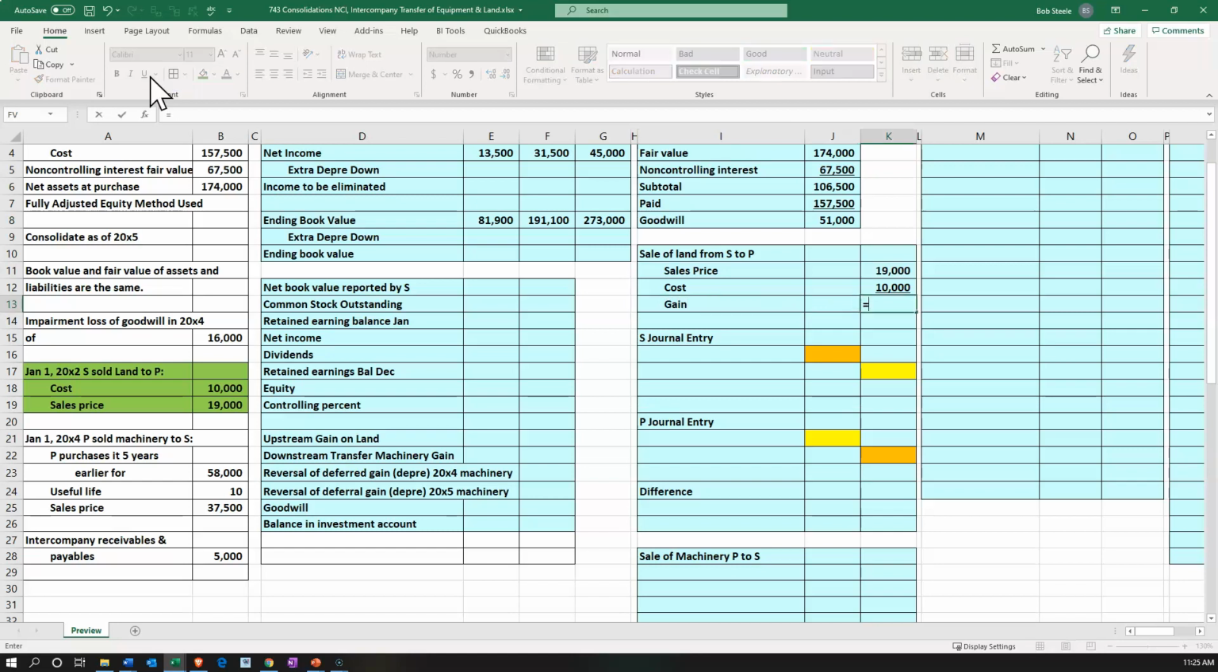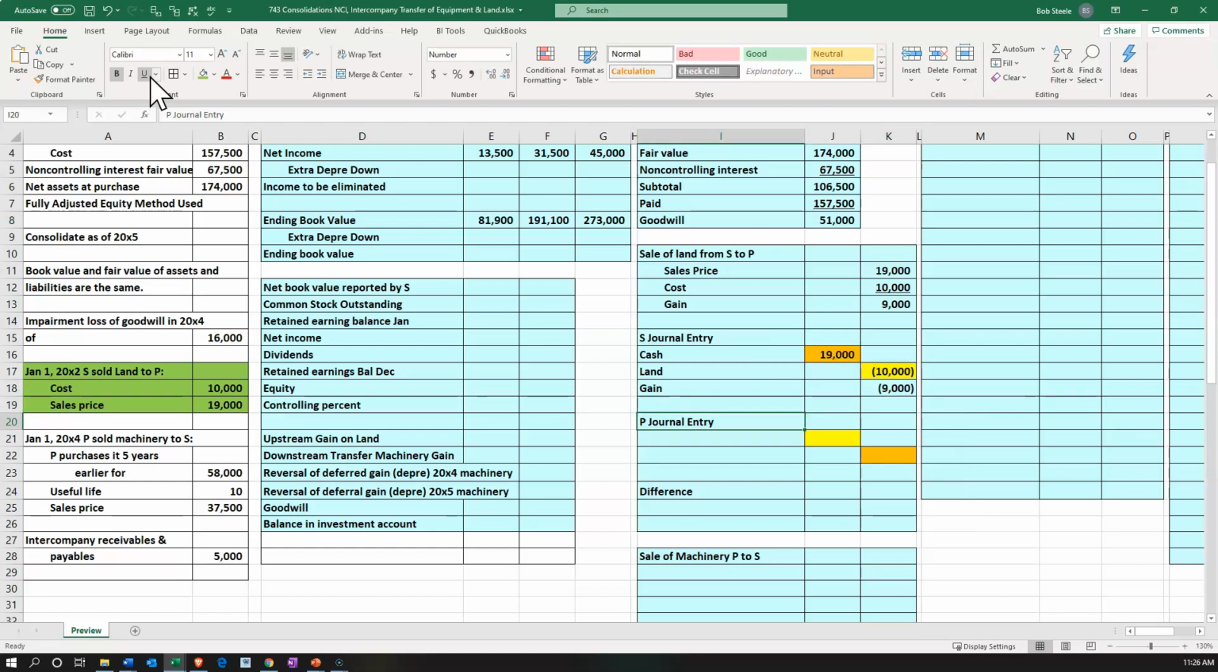This went from S to P, so that's going to be an upstream transaction. There's the 9,000. Let's think about it in terms of a journal entry. What would happen with a journal entry on S's books, the one that sold it? They would record cash. Let's say they sold it for cash here, going up by the 19, and then the land would be going off the books for 10,000. We don't have to deal with accumulated depreciation, which is nice because it's land. And then you'd have this gain, which would be a credit, gains of the 9,000.